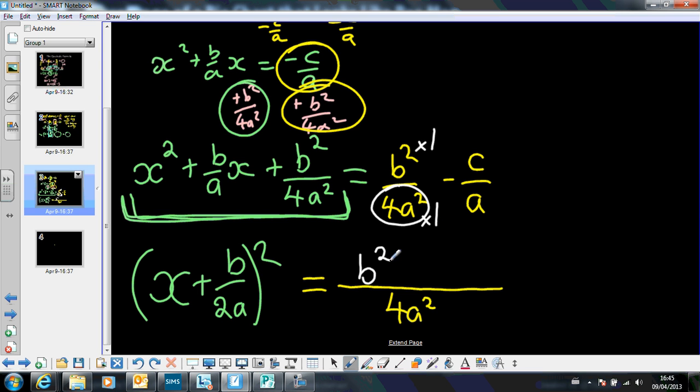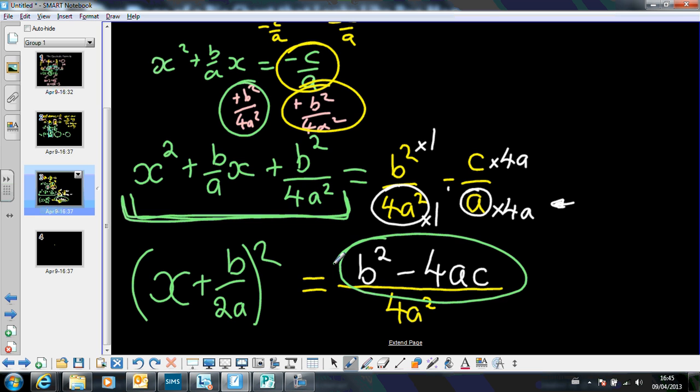Now I'm left with b squared. How do I make the denominator 4a squared there? I'm going to multiply it by 4a, top and bottom. It's going to give me 4a squared on the bottom, which is what I want. And on the top, it's going to give me the negative sign here, look. Negative c multiplied by 4a. And this is the first time really where you can see this thing should look familiar, because it's part of the quadratic formula.